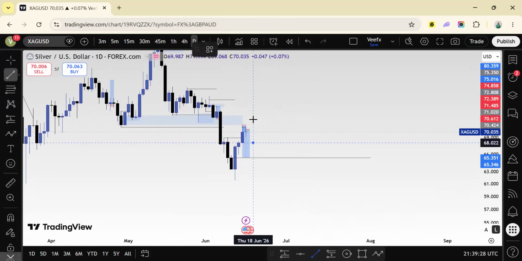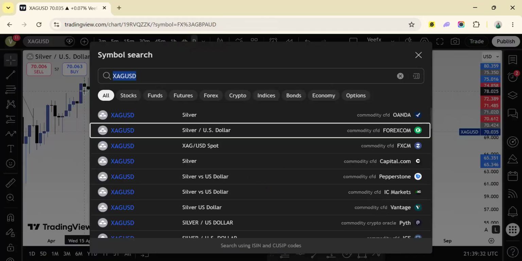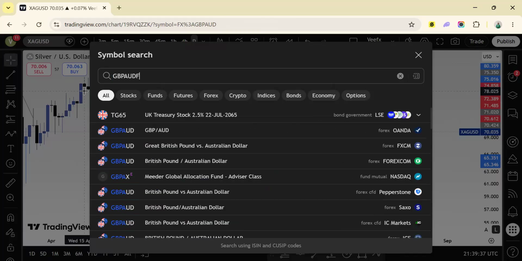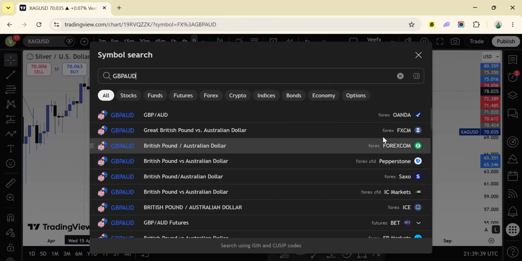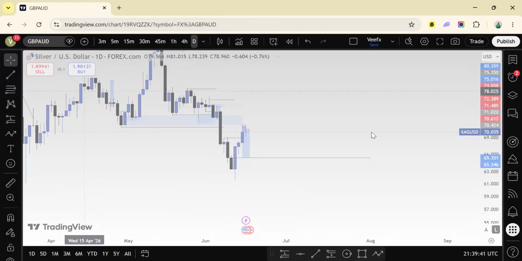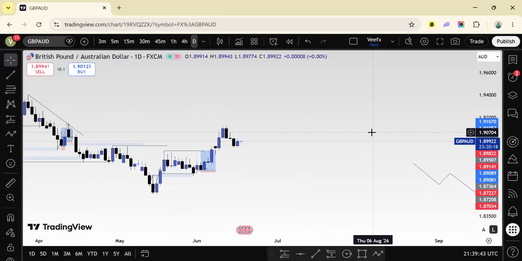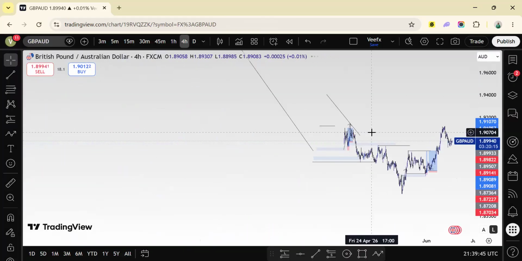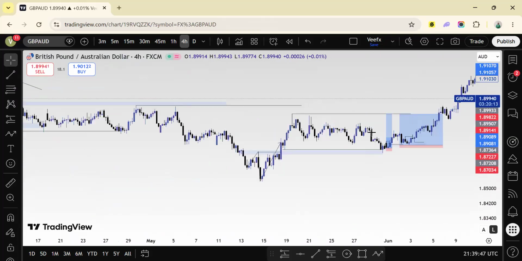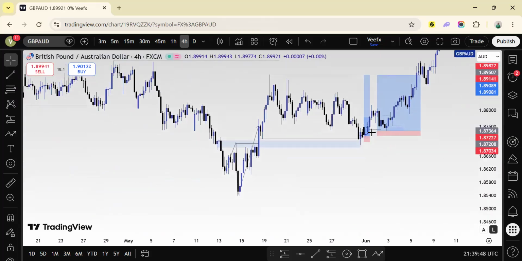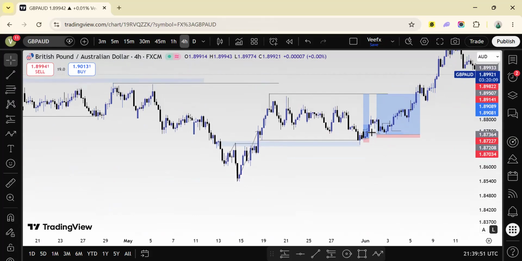Now, wherever that inducement ended before it started approaching your point of interest, you can actually take your profit from there. Before I come to this silver, let me give an example on GBPAUD. So on GBPAUD, I got my bias from 4-hour time frame, right?